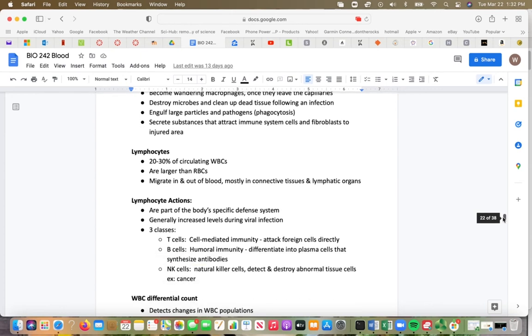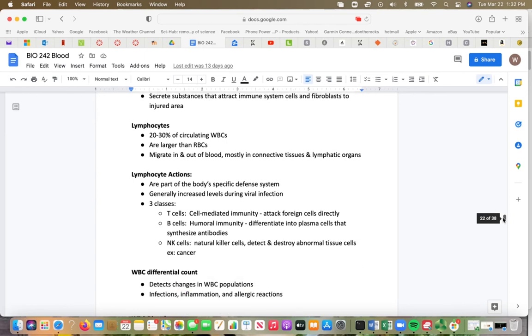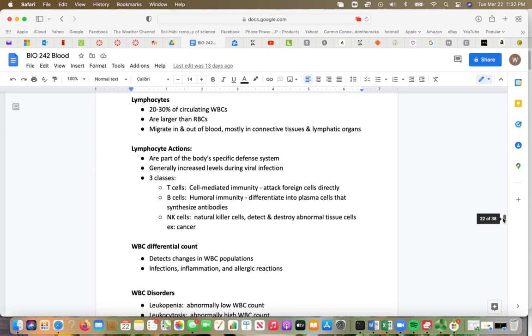So your lymphocytes are 20 to 30% of the circulating white blood cells. They are a little bit bigger than the red blood cells, and they'll go in and out of the blood. They're found mostly in the connective tissue and the lymphatic organs. They like to hang out in the lymphatic tissue to be able to wait for the pathogens to come through.